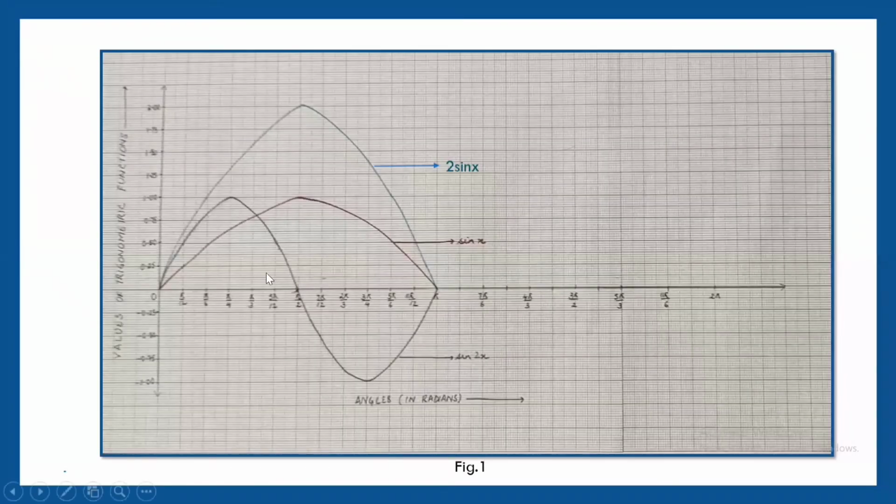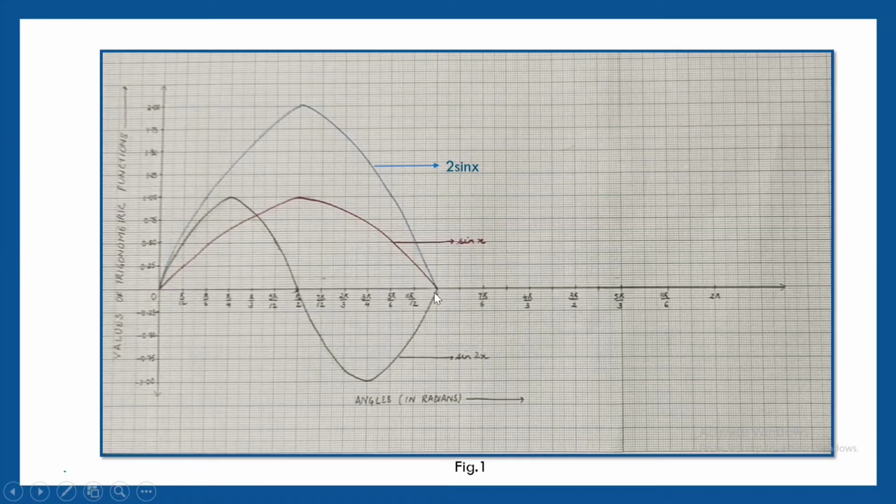So next I try to plot 2 sin x. 2 sin x means if sin 0 is 0, then 2 sin x comes out to be 0, 2 sin 0, which is 0. Now, if I take x to be as pi by 2, so 2 sin x will mean twice of sin pi by 2, which is twice of 1, which is equal to 2. If I take x equal to pi, then 2 sin pi will mean twice of sin pi, that means twice of 0, which is equal to 0. So I just try to join these points with a smooth curve.